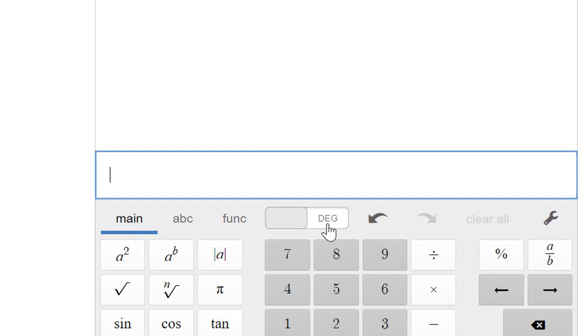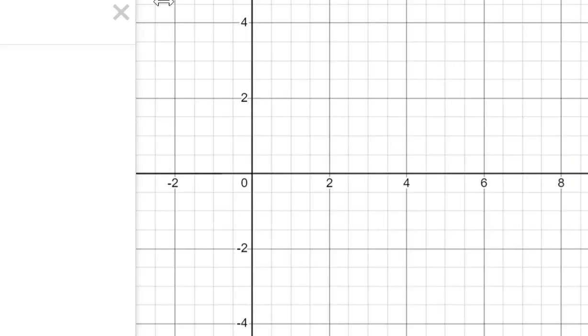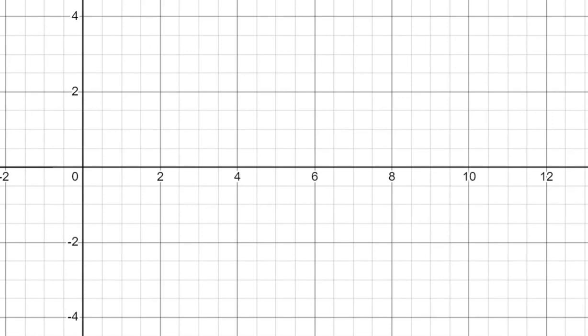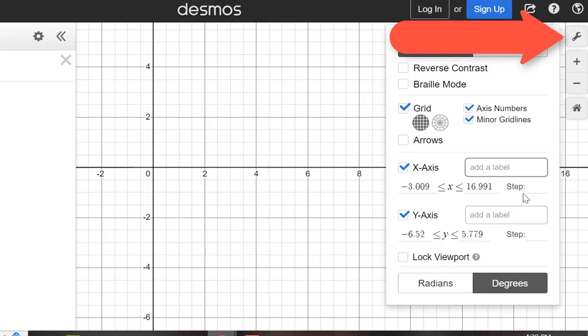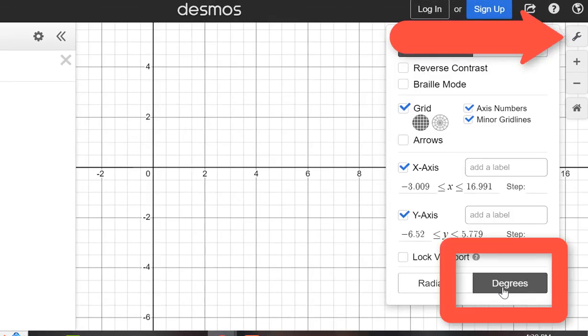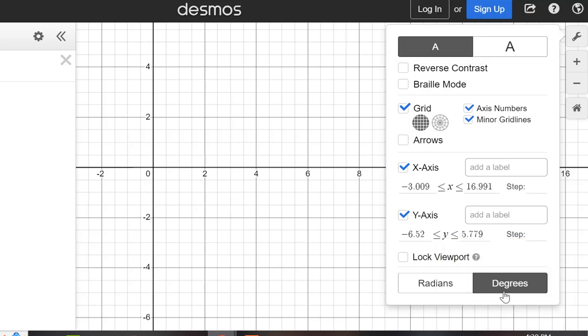Now, if you're using a TI-84 graphing calculator, then you want to hit the mode button. Make sure you go down and select degree. Make sure that's highlighted. If you're using the Desmos graphing calculator, then you're going to want to go all the way over to where the wrench is, all the way over here on the right. Click on that. Make sure that degrees down here is highlighted, colored in, because that will give you the correct answer.